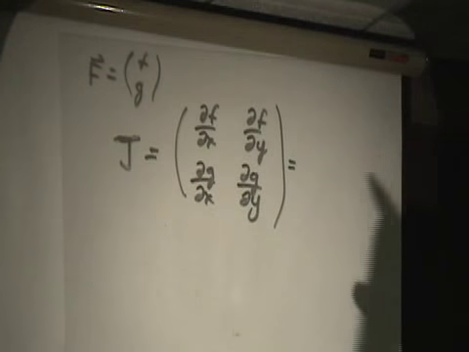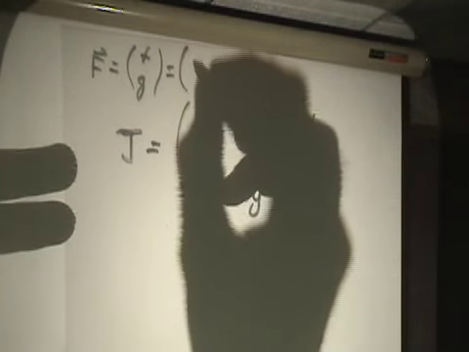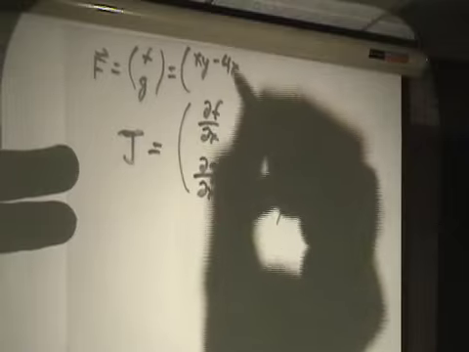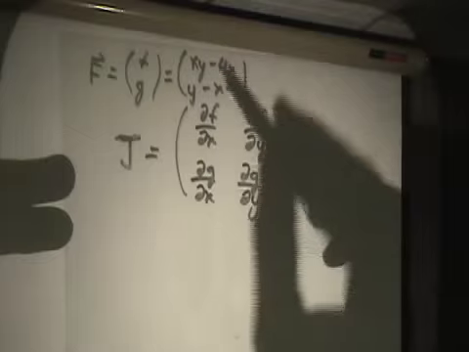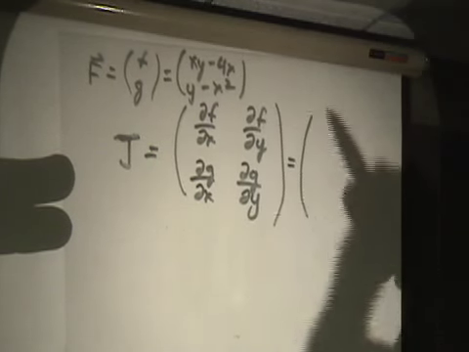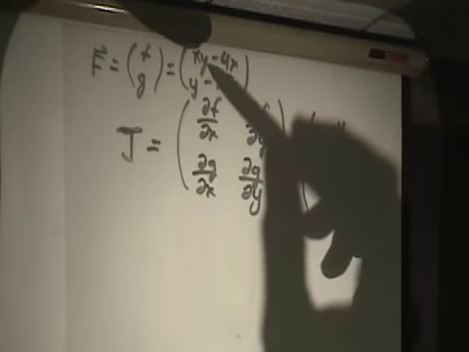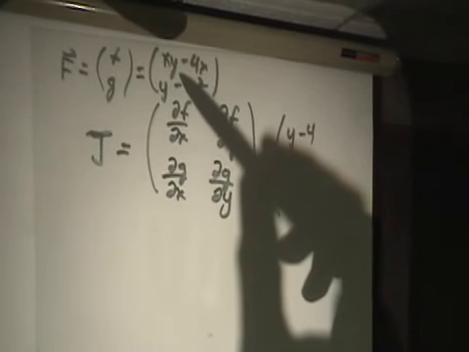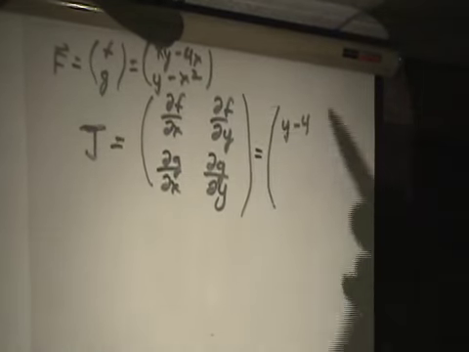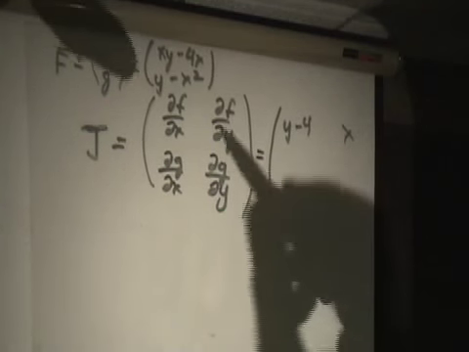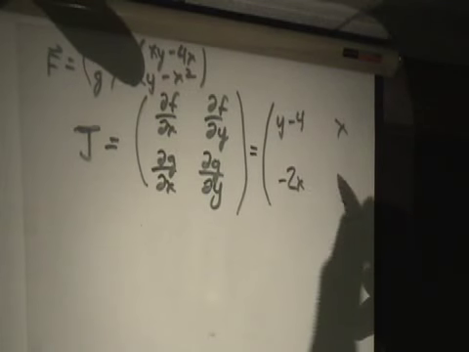For this problem, I'll do this quickly. F was xy minus 4x. G was y minus x squared. The derivative of this with respect to x is going to be y minus 4. Think about that. Treat the y as a constant. Differentiate with respect to x, you'll get y minus 4. The derivative of that with respect to y is just going to be x. In the second component, the derivative with respect to x is negative 2x, and the derivative with respect to y is 1.